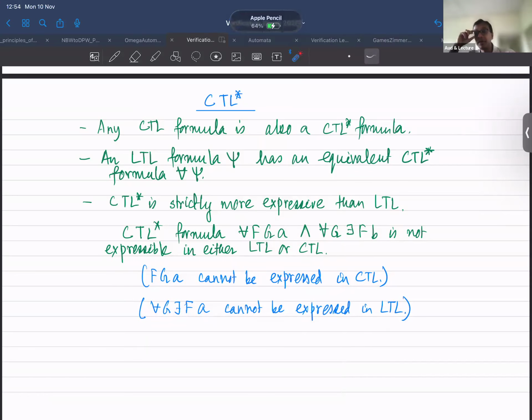But this is a valid CTL star formula. Which means that there are properties which can be expressed using CTL star, but not in either LTL or CTL. So CTL star is strictly more expressive than both LTL and CTL. Okay.